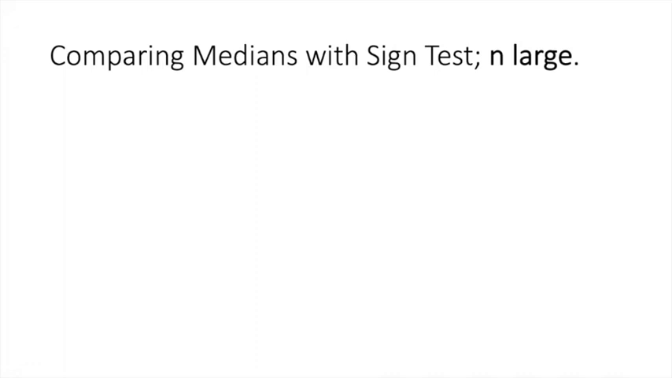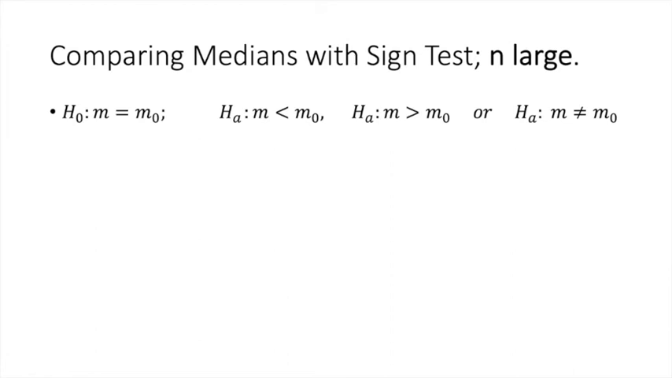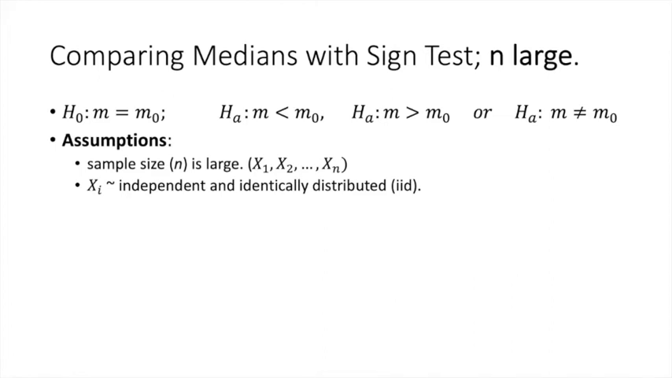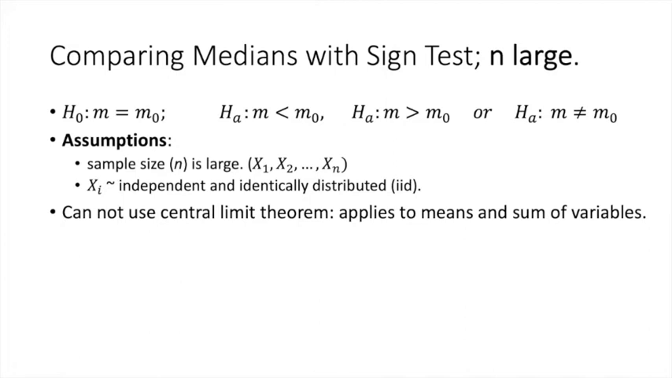It is called the Signed test. Here the null hypothesis is that the true population median equals some value m naught, whereas the alternative hypothesis can be any inequality. Note here we are not assuming a small sample size, and the sample must contain independent but identically distributed observations. We cannot apply central limit theorem because that works with mean values or sum of random variables.